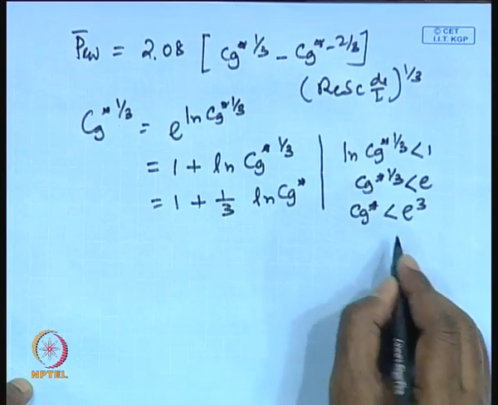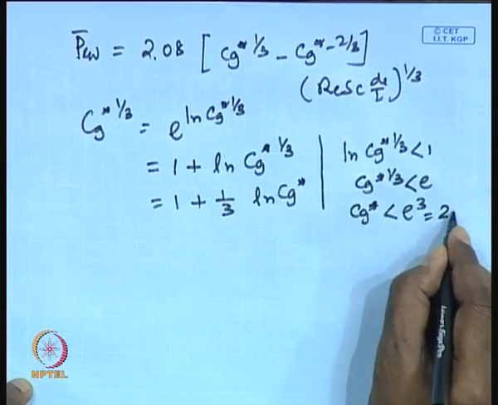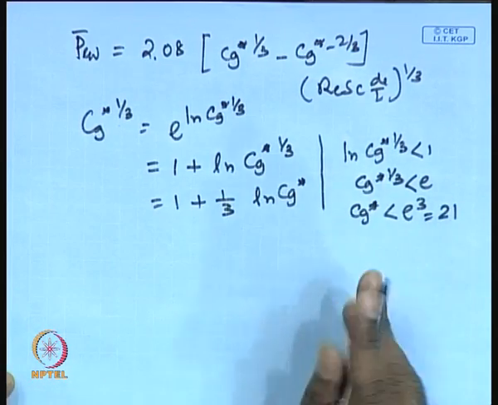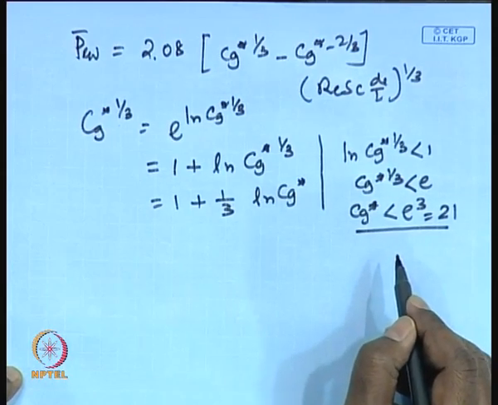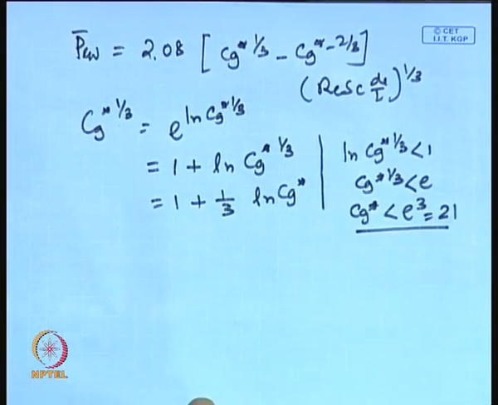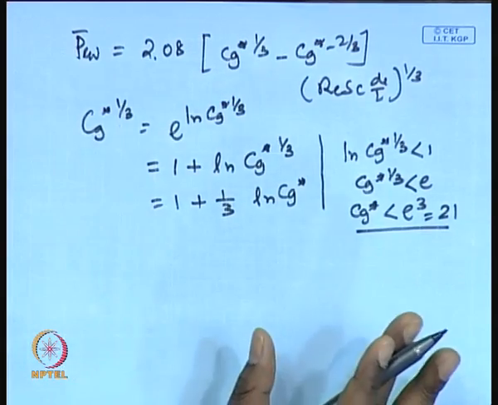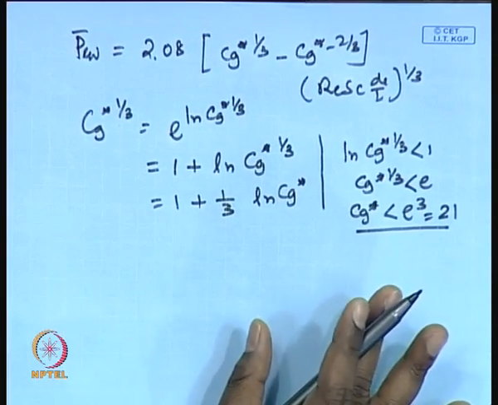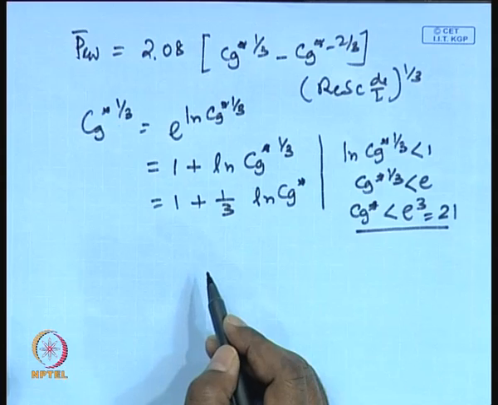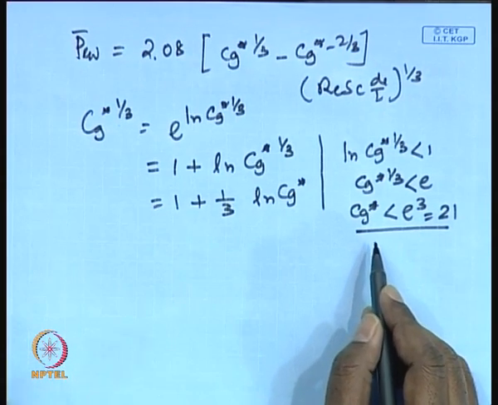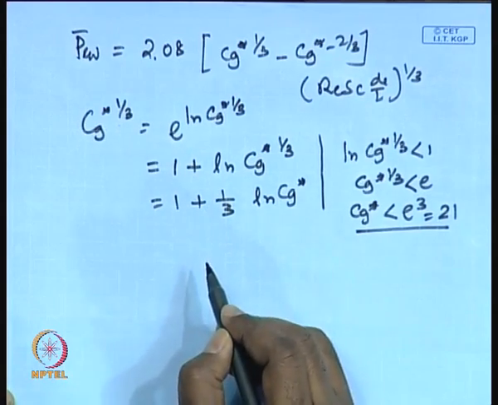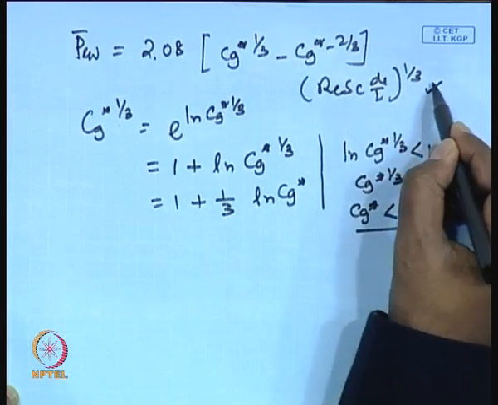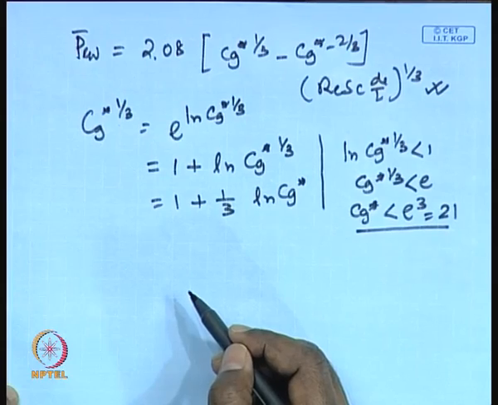In fact, its exact value is 20.78, something like that. So, it will be roughly equal to 21. So, if your Cg star is less than 21, then whatever I am doing is valid. In most of the cases, Cg star is less than 21 and whatever we are doing will be valid. If your Cg star turns out to be around 500 or 50, then whatever I am doing is not valid. In that case, this will be the expression of length averaged permeate flux.